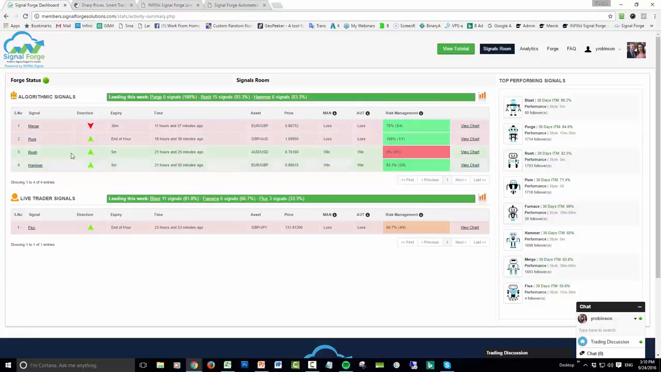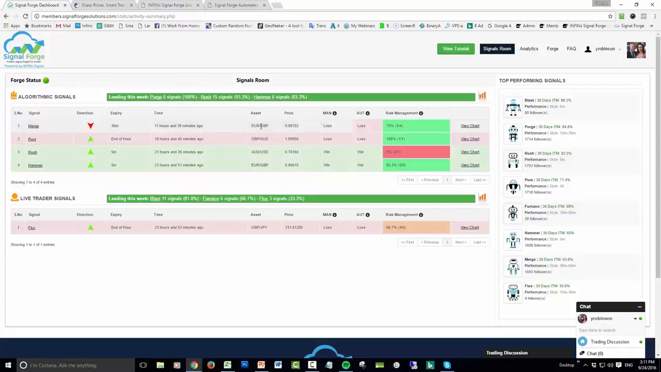Here is the systems here. We've got signal number, so this will show you the statistics from the previous week. So it'll give you the signal name: merge, pure, rush, hammer. It'll give you the direction that the trades were taken, short or long, or up and down. The expiry, so how long the trade was for: 5 minutes, 30 minutes, end of hour. Majority of them you'll find are between 5 minutes and 60 minutes. Time, this was how long ago the trade was placed.